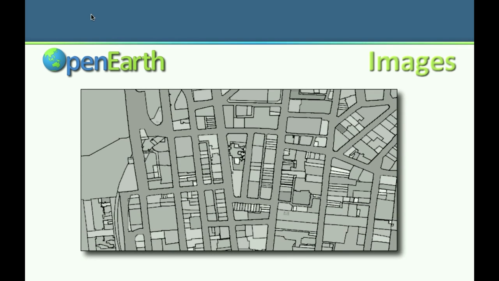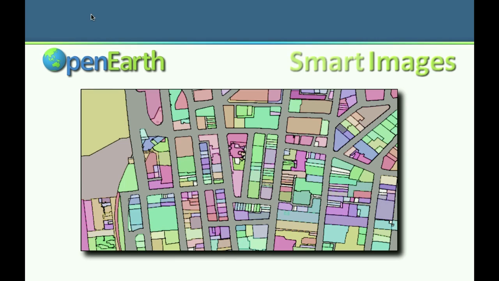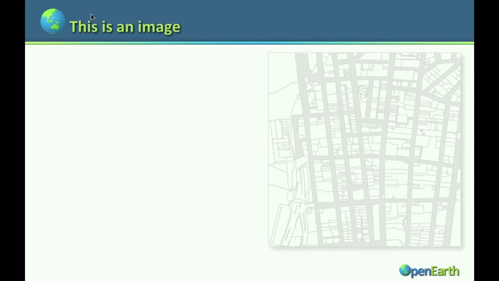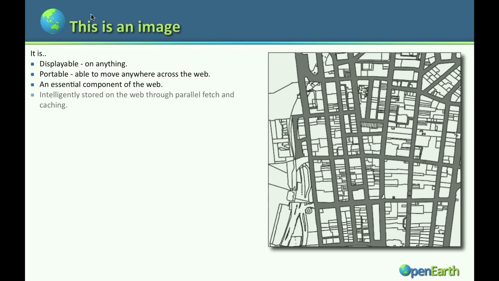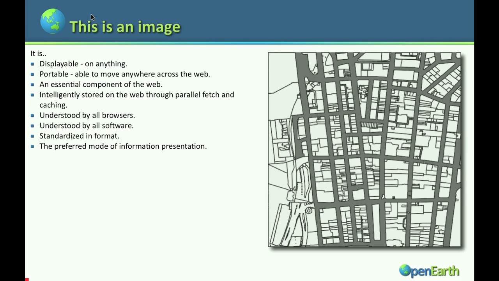This is a short presentation on technology that adds a lot of value to ordinary images, called SmartImages. So this is an image, a great thing, displayable on anything, portable, an essential component of the web, cacheable, understood by browsers and software, standardized in format, and a preferred method of information presentation, a very successful data type.